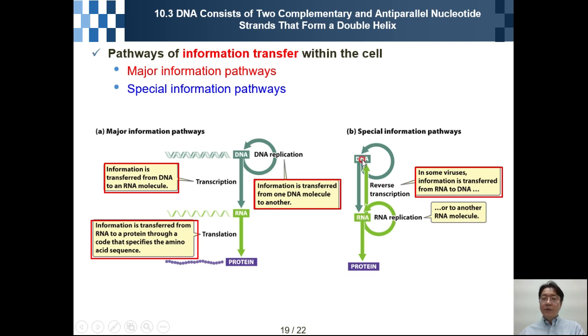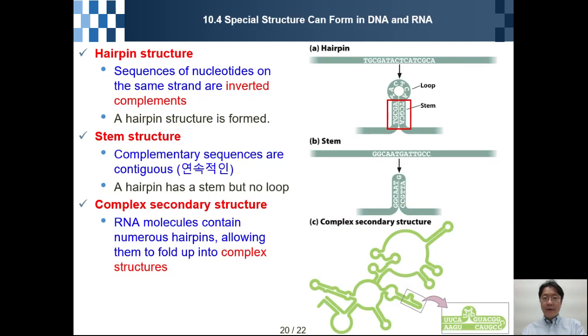After that, DNA can be replicated, and sometimes DNA can be transcribed, and RNA can be translated. Or in some viruses, RNA replication can happen. So RNA can be replicated to make other RNAs like this. But this is a very rare situation. So in this slide, I will explain some special structures in DNA and RNAs.